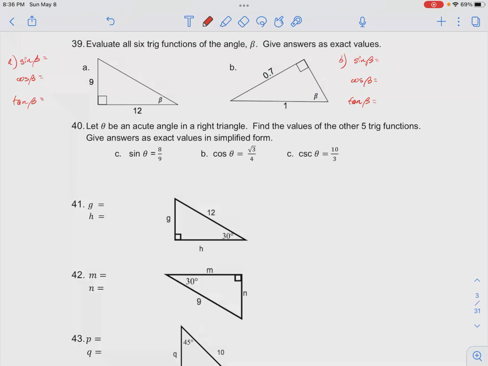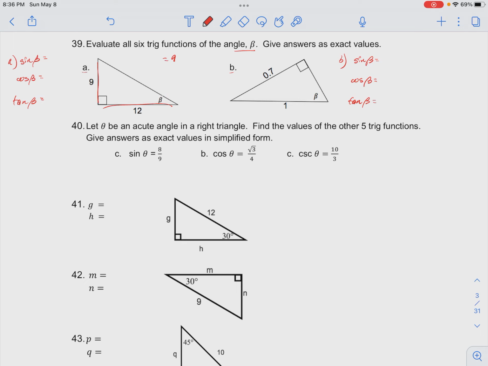In number 39, you got an asterisk for a triangle trig. We want to evaluate the 6 trig functions of angle beta for cases A and B. So in the first triangle, we have a shorter side of 9, a longer side of 12, and an unknown hypotenuse, which we can find using the Pythagorean theorem.